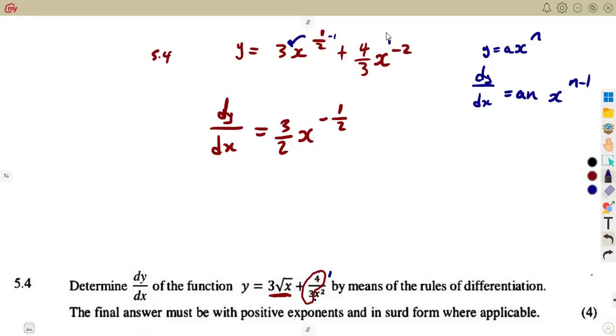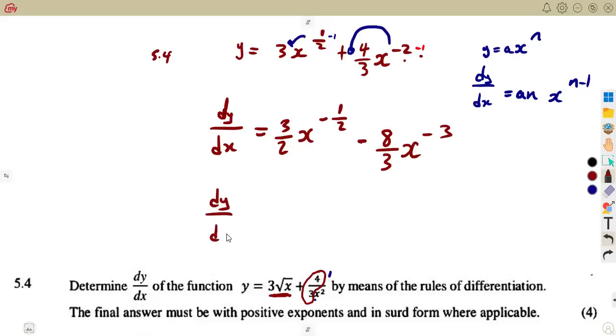You do the same thing here. You drop your exponent, the negative 2, it multiplies here. Then you subtract 1 on the exponent. So that's negative times this one, so it's going to be negative 8 over 3 on your calculator. Negative 8 over 3 x to the exponent of what? Minus 2 minus 1. That's minus 3.